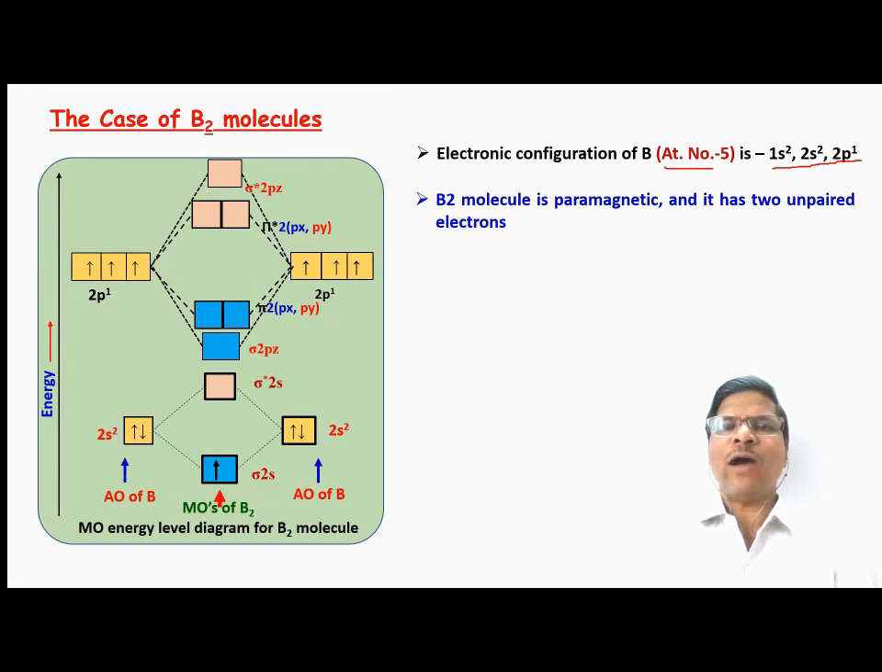From each atom we have to fill 3 electrons. Okay, so you can see here 1, 2 and 3 electrons of one boron atom and 3 electrons of the other boron atom. So totally we have to fill up the 6 electrons. First electron we have already filled, second, third, fourth, fifth and sixth.